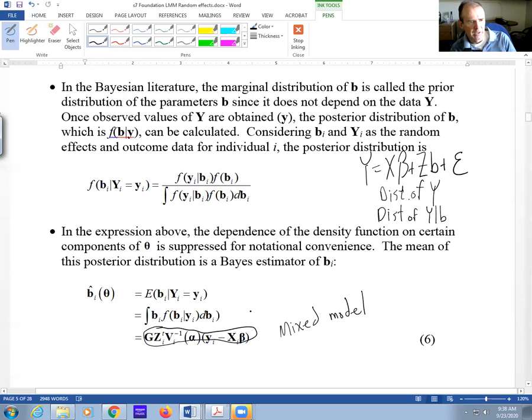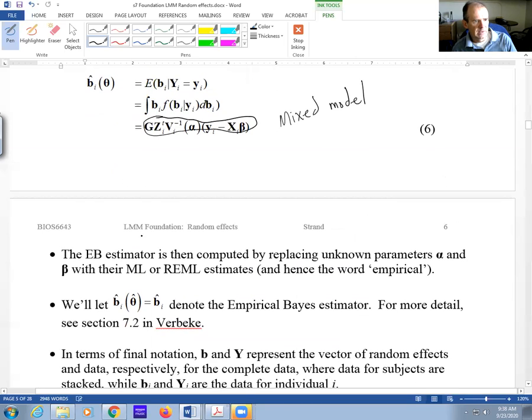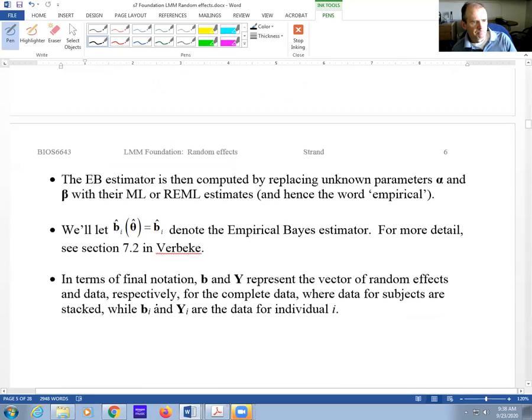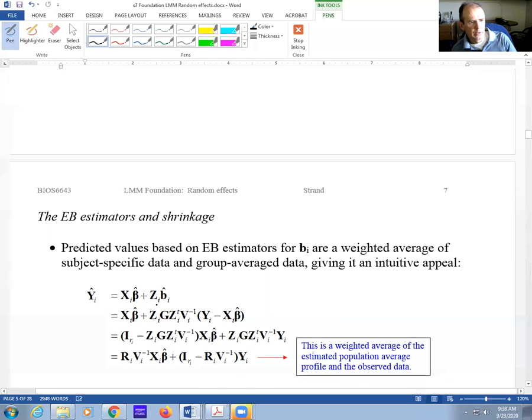And the difference between a Bayes estimator and an empirical Bayes estimator is that for the empirical Bayes estimator, you just plug in estimates for those unknown parameters. That's the only difference. Okay, so the empirical Bayes estimator is computed by replacing unknown parameters alpha and beta with their maximum likelihood or REML estimates. Okay, so we have a good methodological approach to estimate the random effects, and we're going to do inference for that.